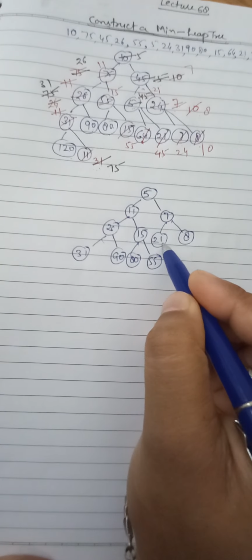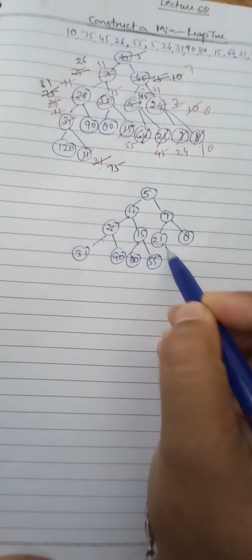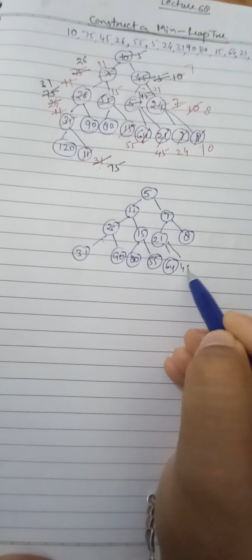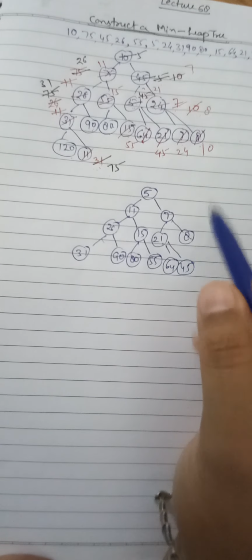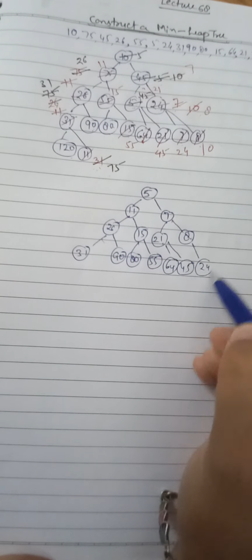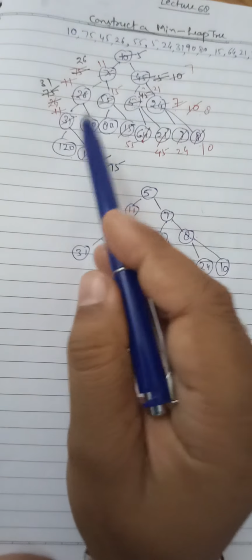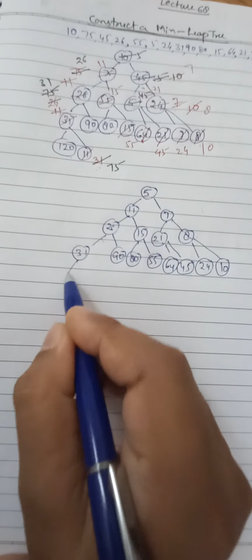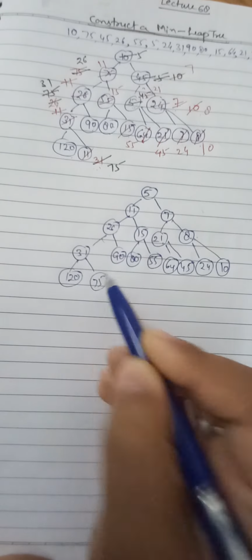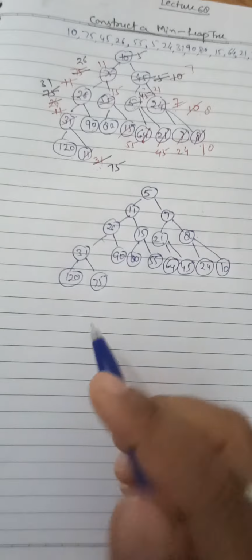At this node, what we have? 64. And this node, what we have? 45. And this node, what we have? 24. And this node, what we have? 10. And at this node we have 120. And this node, what we have? 75. Now we will cross check that all the roots are less than the children or not.